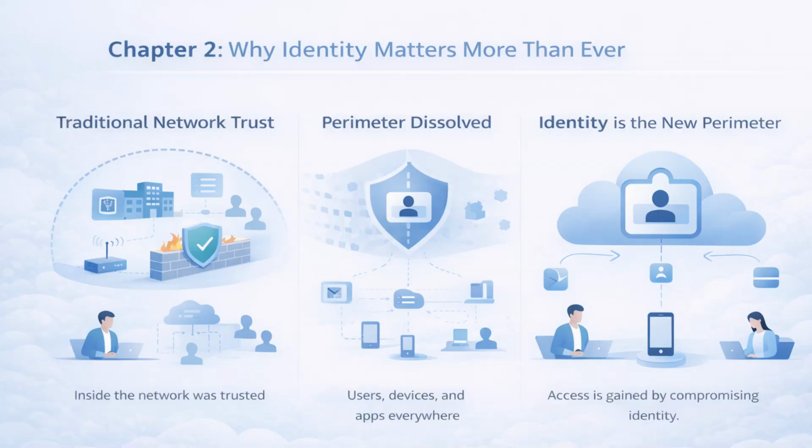Chapter 2. Why identity matters more than ever. Traditional security models were built on a simple assumption. Anything inside the corporate network could be trusted. Firewalls, VPNs, and internal controls created a clear boundary between inside and outside. Once users crossed that boundary, they were often trusted, with minimal additional checks. That assumption no longer holds true.